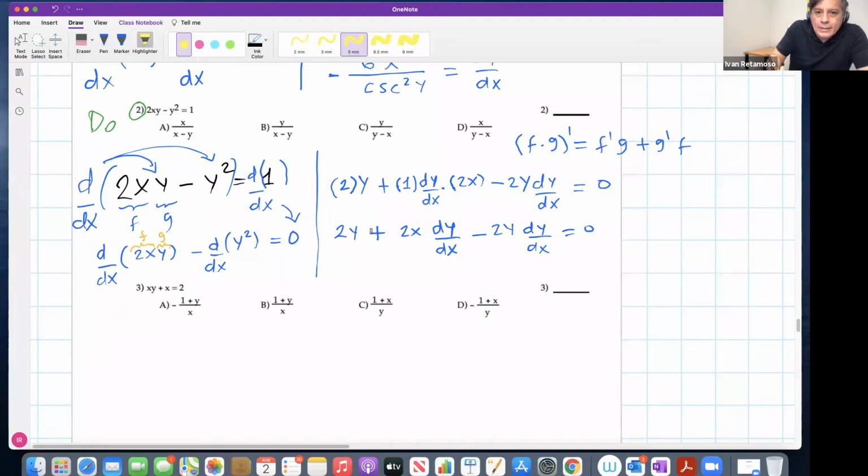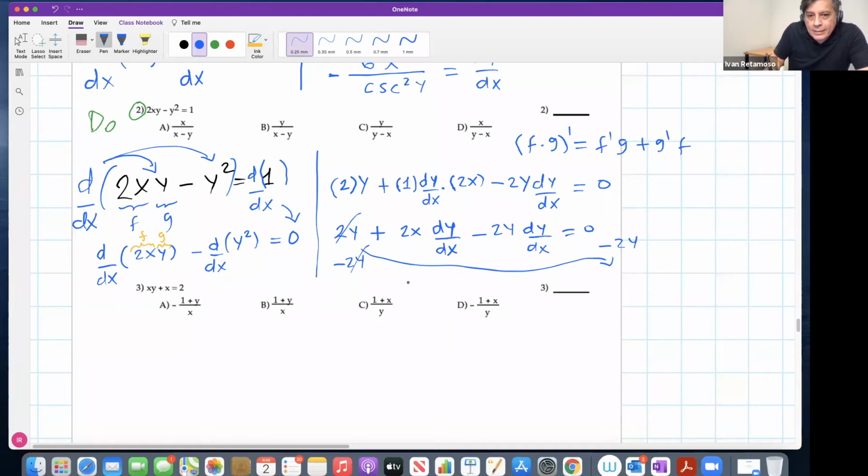Now remember, we have to transpose this to the right side. For that, we subtract 2y on both sides. The 0, this is going to be the following: 2x dy dx minus 2y dy dx equals minus 2y. Minus 2y. Very good.